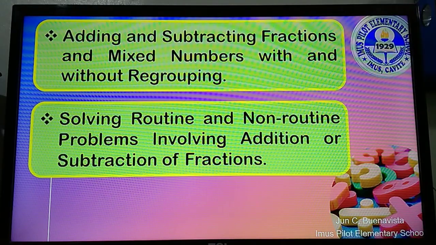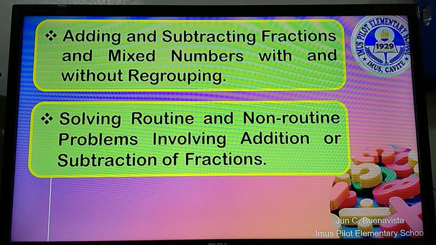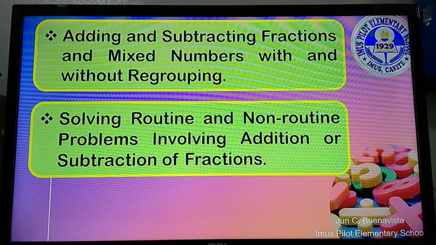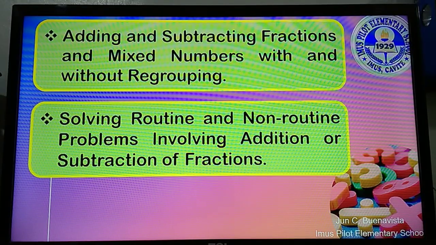When we say routine, that is a daily, basic problem that we answer. While when we say non-routine, it is a problem that combines different strategies or different operations to be used in order to get the answer. So, non-routine, hindi pangkaraniwan. Ibig sabihin, you have to analyze the problem in order to solve it and get the correct answer.